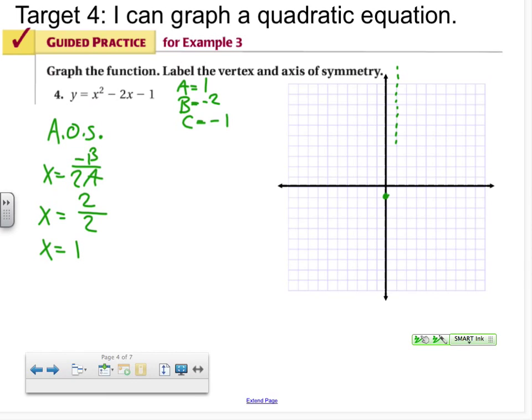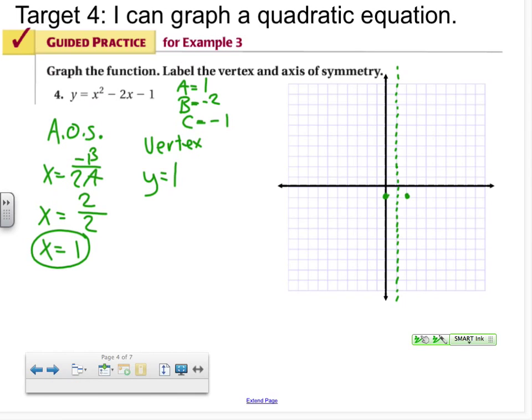We will draw that out. And then I can reflect my y-intercept. I have another point. Let's plug and chug to find the vertex. Okay, I already know the x value of the vertex. I just need to find the y value.